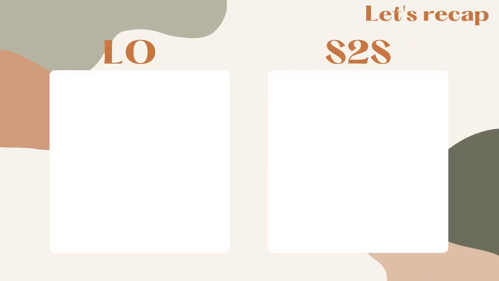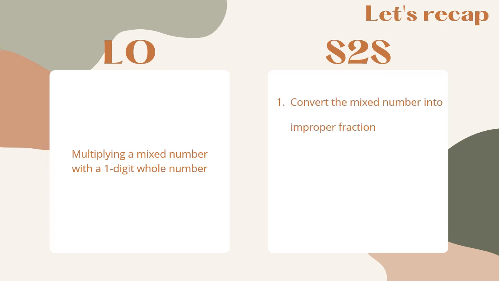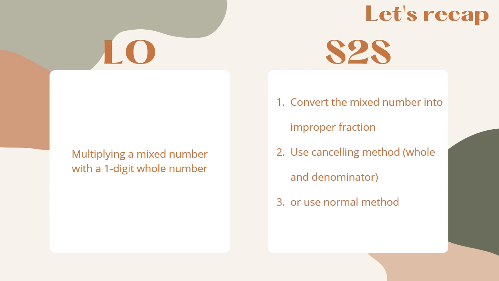Let's just quickly recap our LO and S2S for today. Today we are multiplying a mixed number with a one-digit whole number. Our S2S, step to success, for today is first we need to convert the mixed number into an improper fraction. It's called the clock method. We have done this lesson last year. It helps if you keep on practicing and practicing so that you get the hang of it. Step 2, use the cancelling method, or you can use the normal method, which we have done last week.